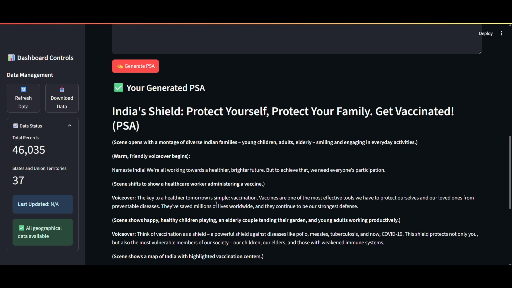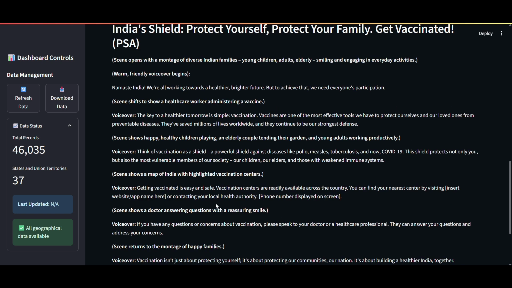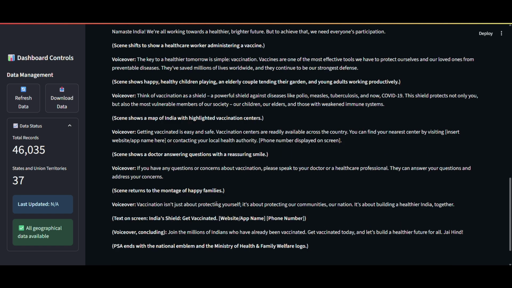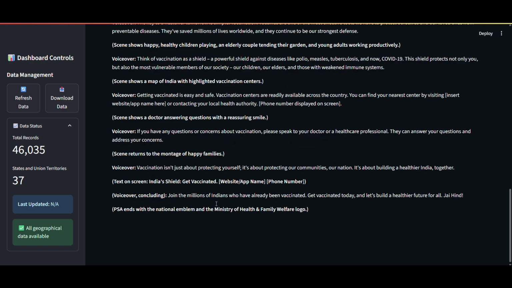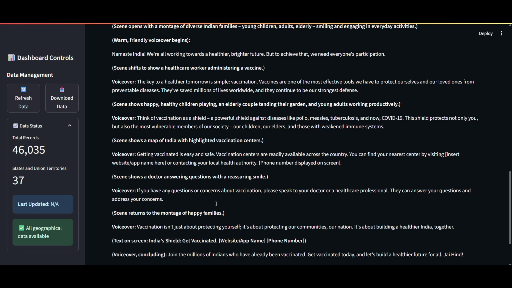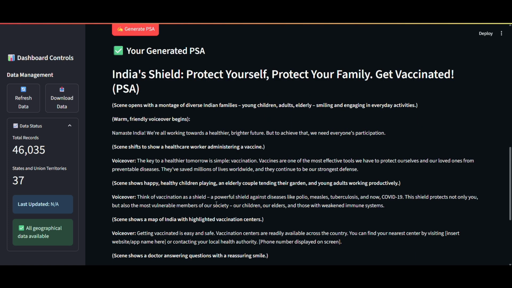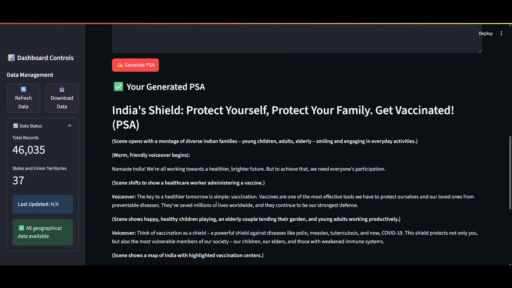This generator is ideal for government agencies, NGOs, schools, hospitals, and even social media creators who need to roll out timely health messages at scale. It saves hours of creative writing, ensures message consistency, and most importantly, it connects with people in a meaningful way. With this PSA generator, we are not just informing, we are inspiring action. Together with the power of AI and compassion, we can build a safer, healthier India.